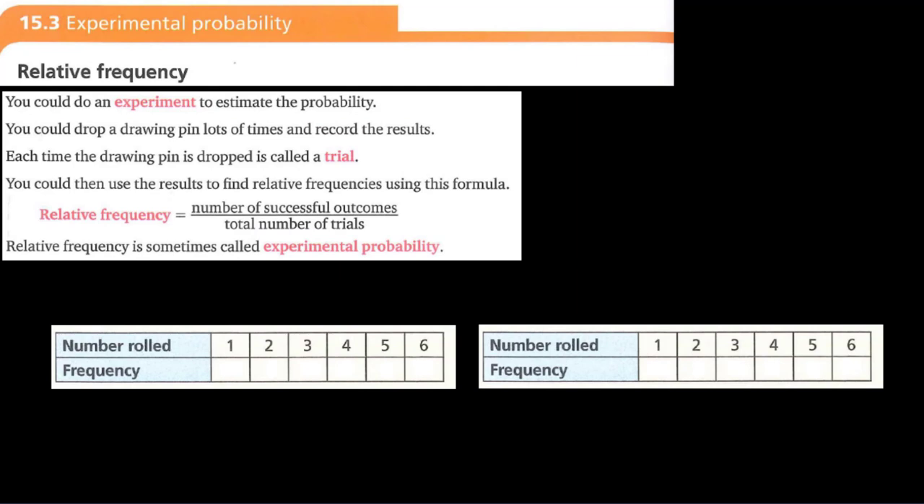Hi dear students, in this video I'm going to explain experimental probability, and experimental probability is sometimes called relative frequency. Firstly, let's see what an experiment means in math. If you do an experiment, like drawing a pin here, this is the experiment. Each time you do this it is called a trial, and when you record the results, you are going to find a frequency table.